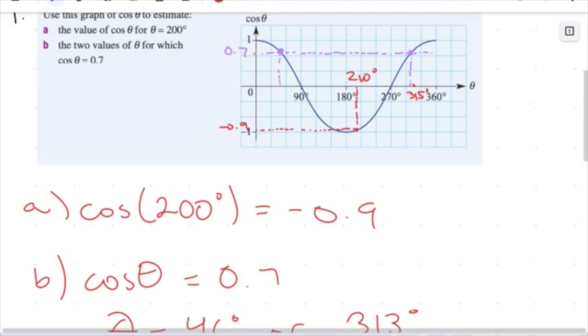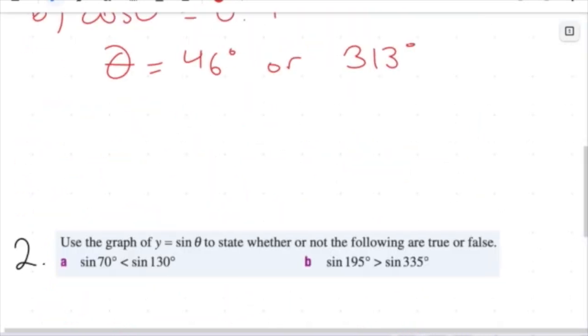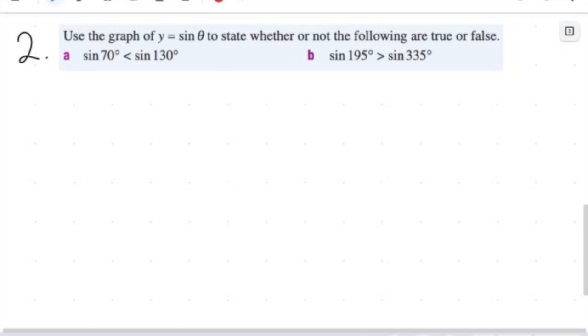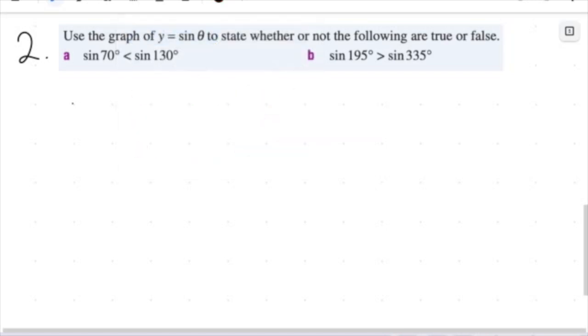Since these are trig graphs, my input is theta, my output is going to be cos theta or sine theta. And we're just trying to navigate this in the same way as we've done before. Now in the next question, this is saying use the graph of y equals sine theta to state whether or not the following are true or false. Okay, so in order to do this, we want to first draw up our graph.